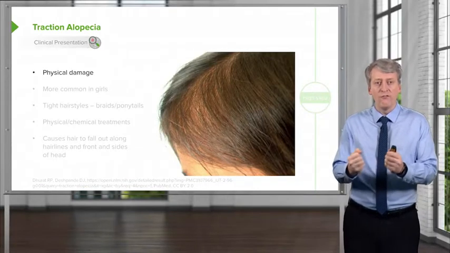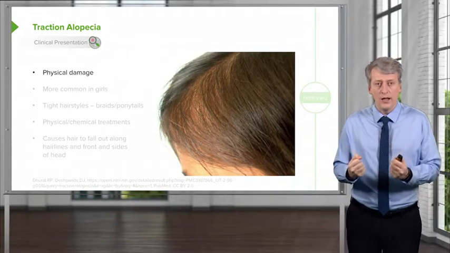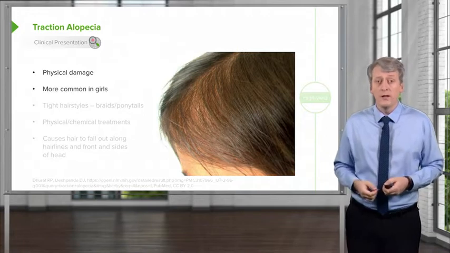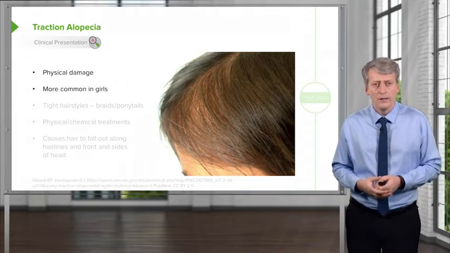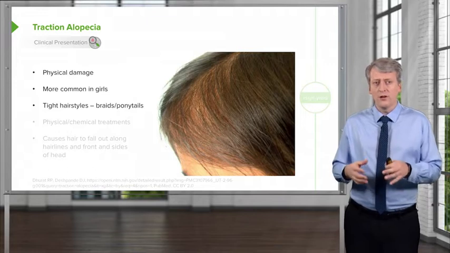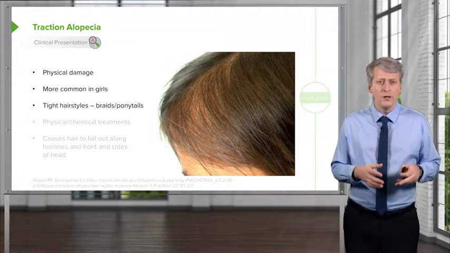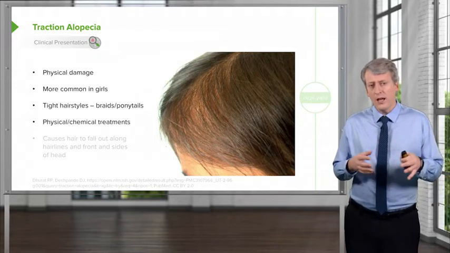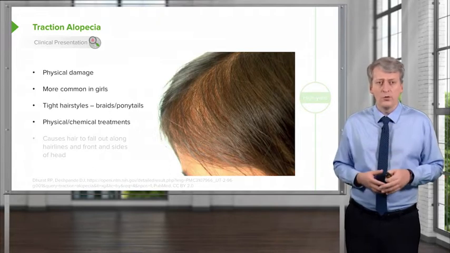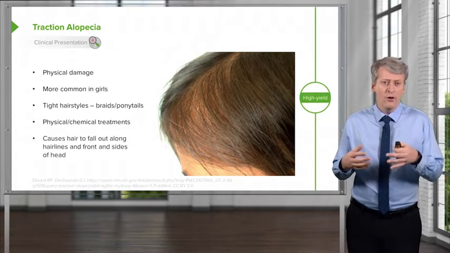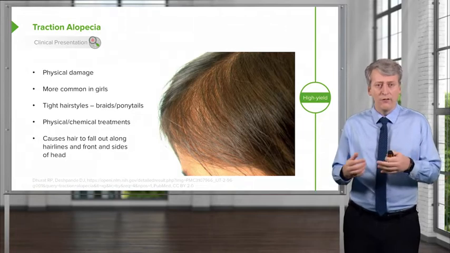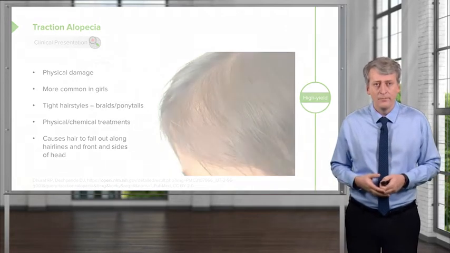This is a result of physical damage from tugging on the hair chronically. So it's more common in girls because they tend to do this more. It's a result of tight hairstyles, especially braids or ponytails. And it can be worsened by physical or chemical treatments. It causes the hair to fall out along the hairlines on the front and sides of the head.